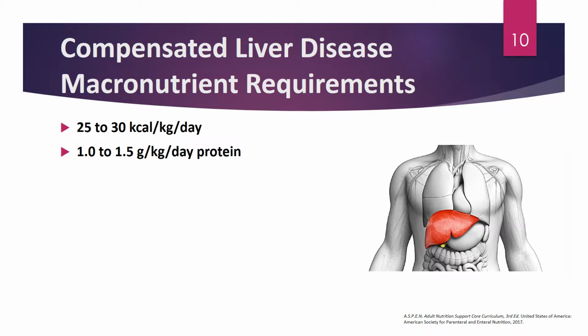In regards to macronutrient requirements for patients who have liver disease, we typically dose patients more or less kind of like critically ill patients in regards to the caloric intake portion. So these patients require 25 to 30 kilocalories per kilo per day. And because of the last slide of what we talked about with hepatic encephalopathy, we tend to dose these patients a little bit higher than our normal patients in regards to protein. And we give these patients typically 1 to 1.5 grams per kilo per day of protein.